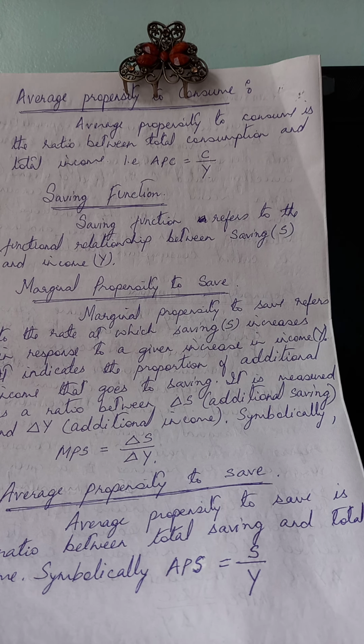And finally, we have the average propensity to save. What is this average propensity to save? It is simply the ratio between total savings and total income. How much money I save from the total amount of income that I get is referred to as the average propensity to save. That is obtained by dividing savings by the level of income.